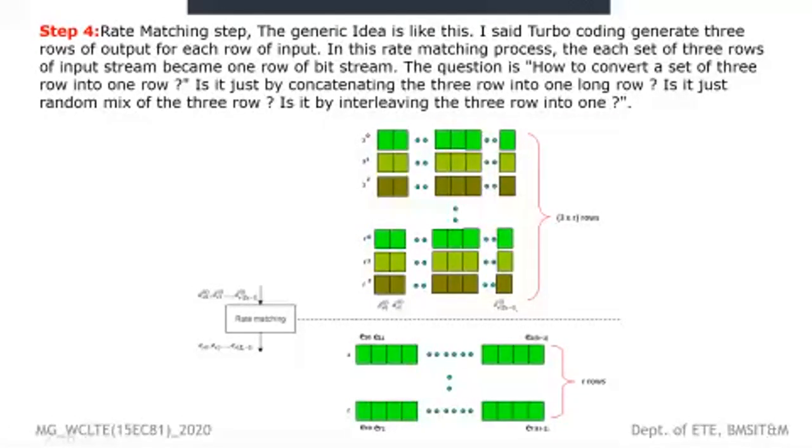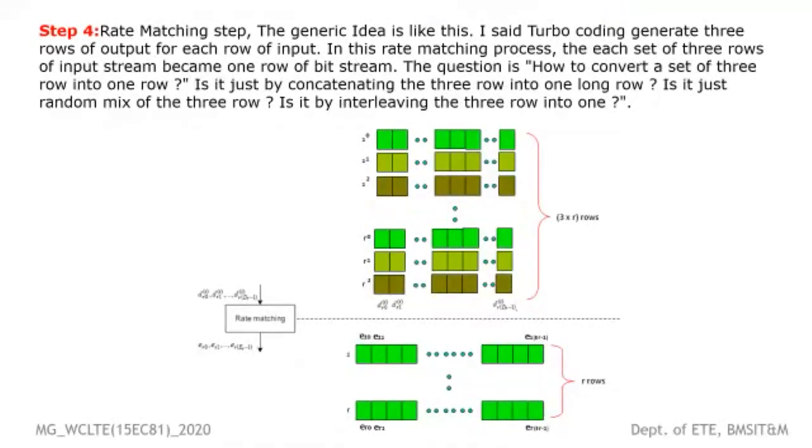So in case of rate matching, each set of 3 rows of input stream becomes 1 row of bit stream. How do we do that? We do that by using those 3 steps: interleaving, bit selection and bit collection. Here the question is how to convert that set of 3 rows into 1 row. Is it just by concatenating the 3 rows into 1 row, or is it a random mix of the 3 rows, or is it by interleaving the 3 rows? The last is the solution, interleaving, then selection and collection also, bit selection, bit collection. So I hope that is clear.